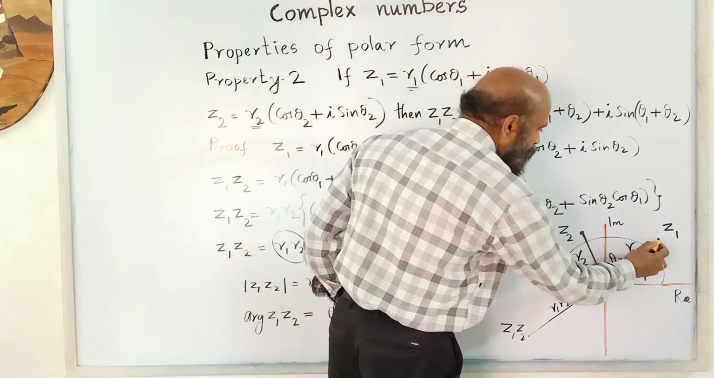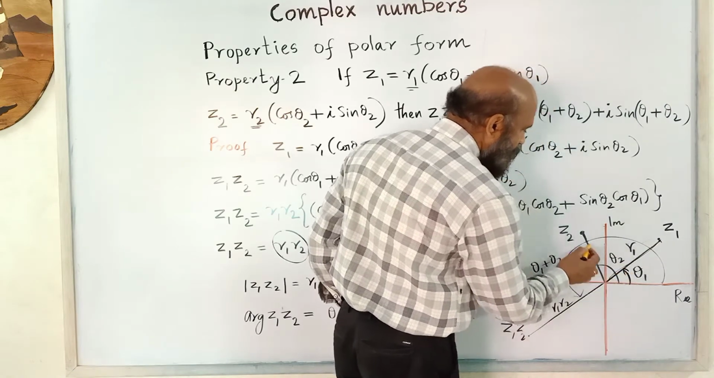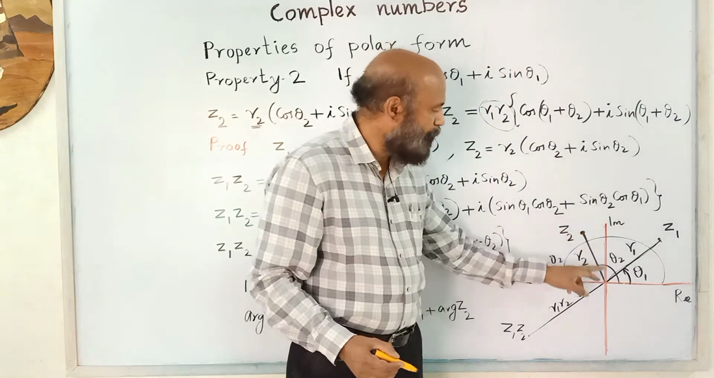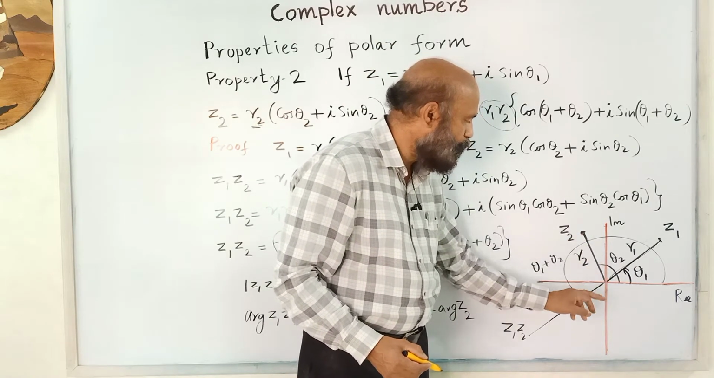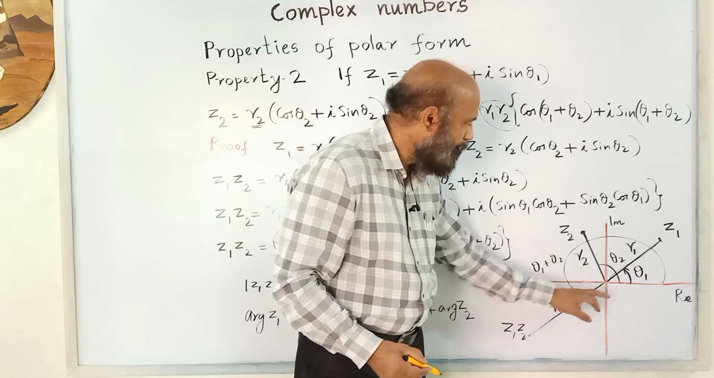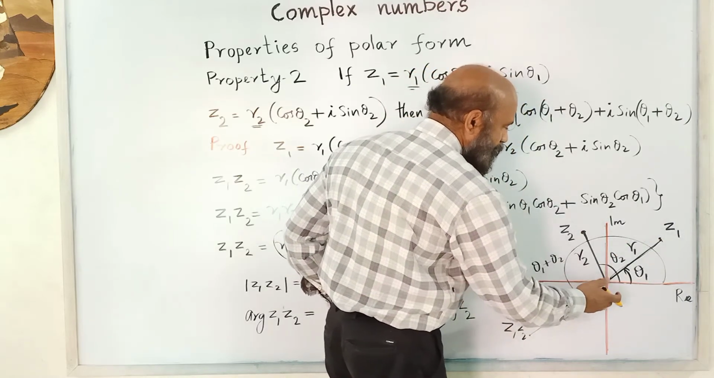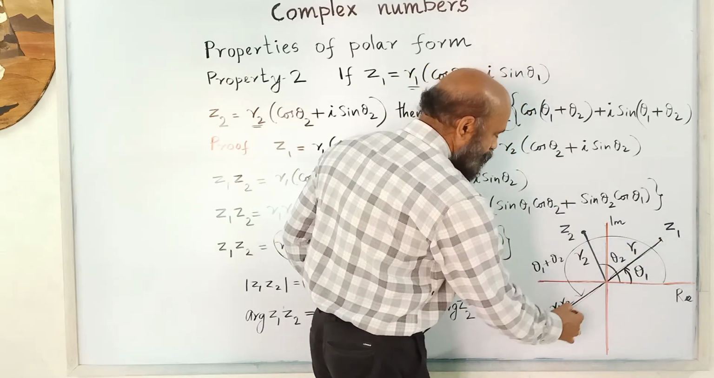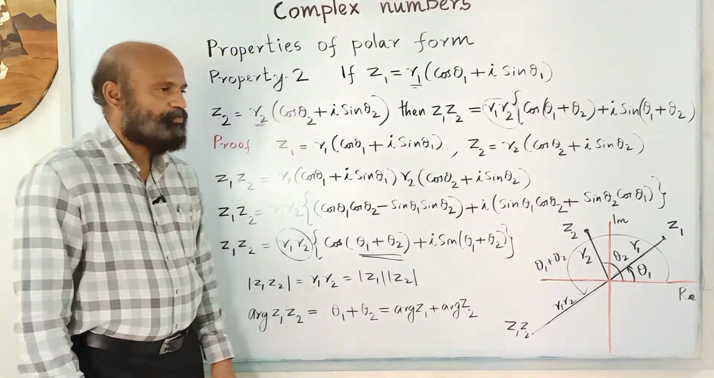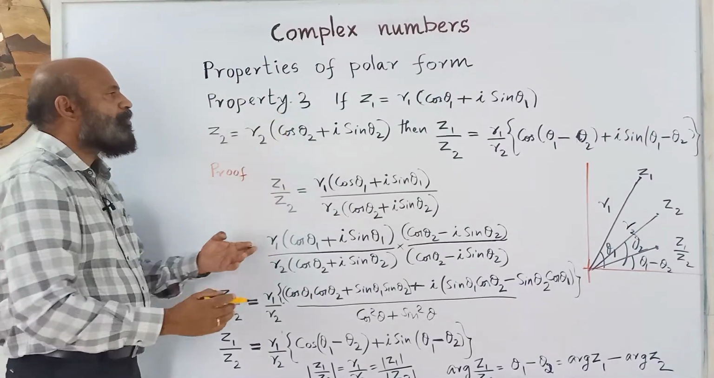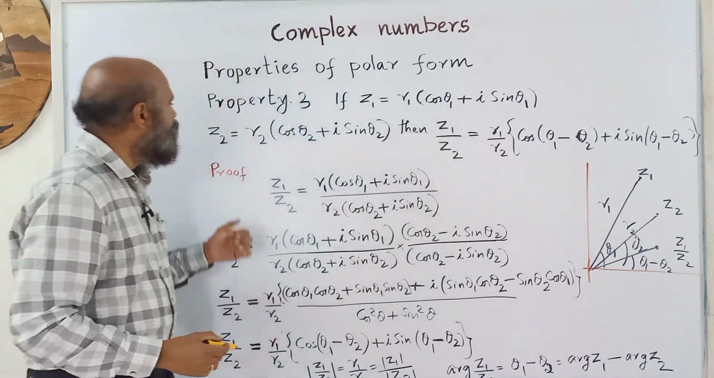This point is representing z1. Its modulus is r1. Its argument is theta 1. This point is representing z2. Its modulus is r2. Argument is theta 2. When you multiply, the argument is theta 1 plus theta 2, and the modulus is r1 into r2.